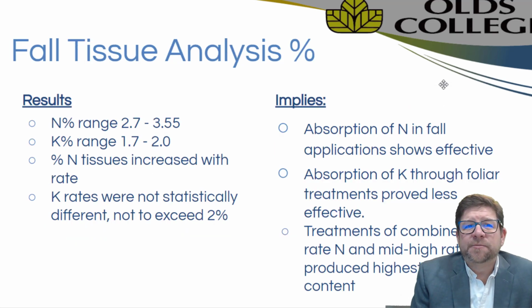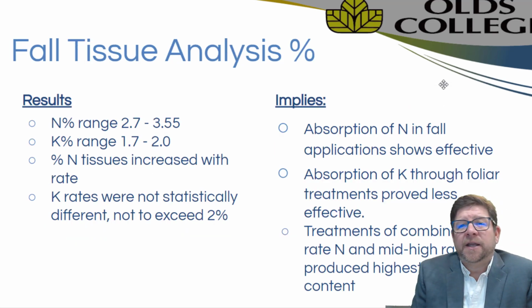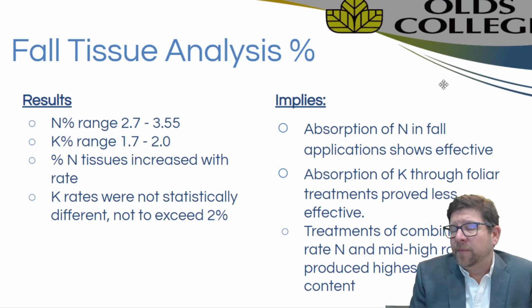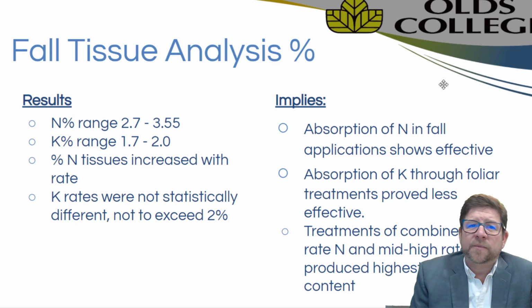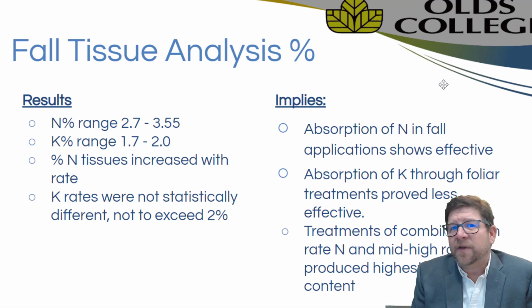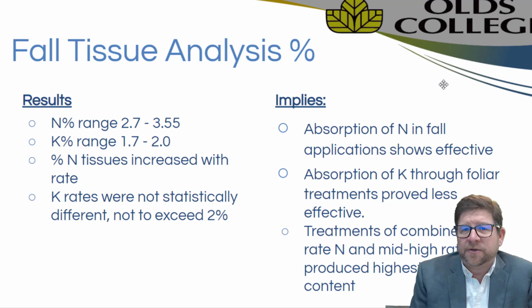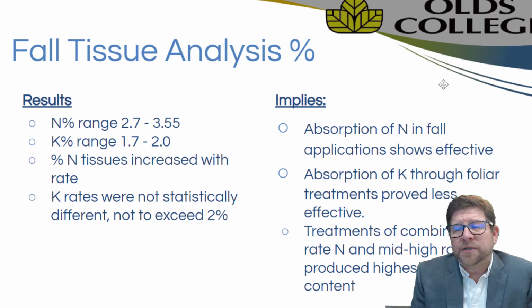So the tissue analysis percentage, we look at nitrogen in the data that we got back from the second year study. Our nitrogen ranges went from 2.7 to 3.55, showing gradual increase the more nitrogen we put down. K, on the other hand, you can see only a percentage range from 1.7 to 2.0 was statistically indifferent. Not great uptake. We were hoping to get more than 2.